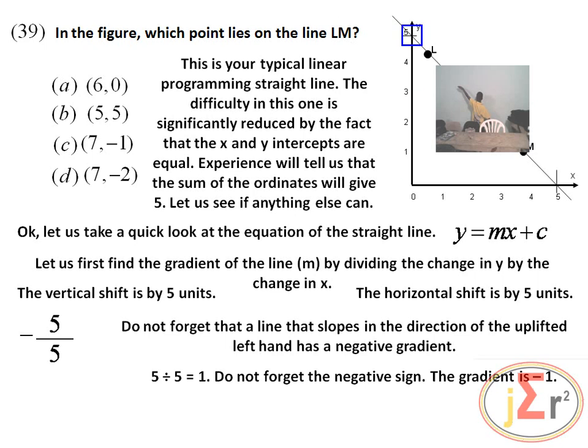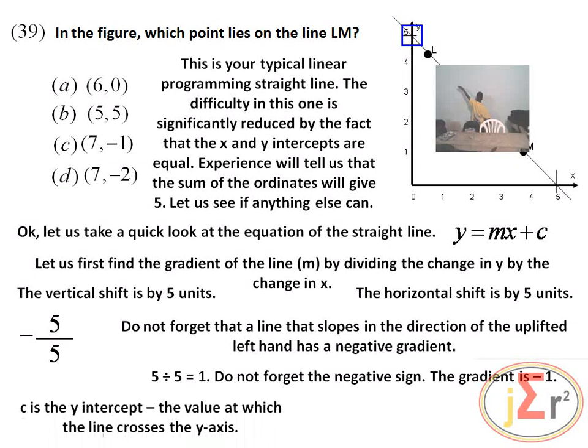And what do we know? Where it crosses the y-axis, that is the y-intercept. C is the y-intercept, the value at which the line crosses the y-axis. The value of C is 5. So it crosses the y-axis at 5. The value of C is 5.